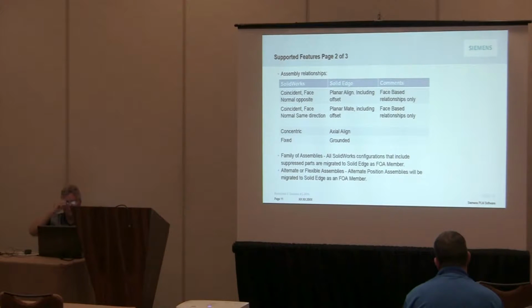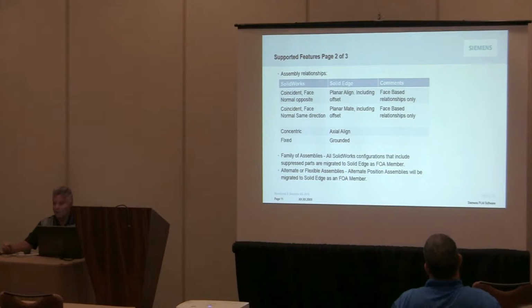And then we talk about assembly relationships. Now, Solid Edge and SolidWorks both have a very long list of relationships that are supported. For this migration tool, what we support are planar alignments, including offset, planar mates, including the offset, axial align, and grounded constraints. If it's not one of these, then we bring it over without any constraints. In other words, we don't ground that body once we get it into the assembly.